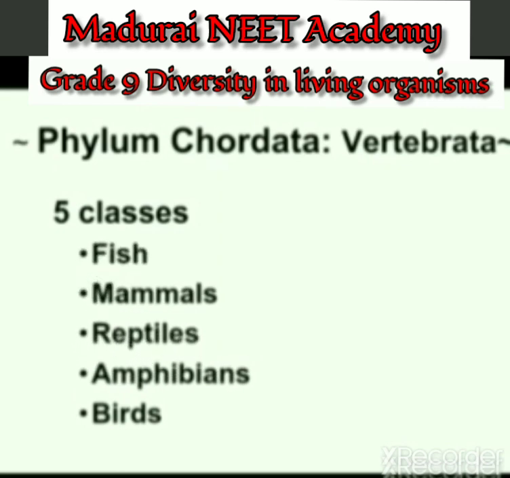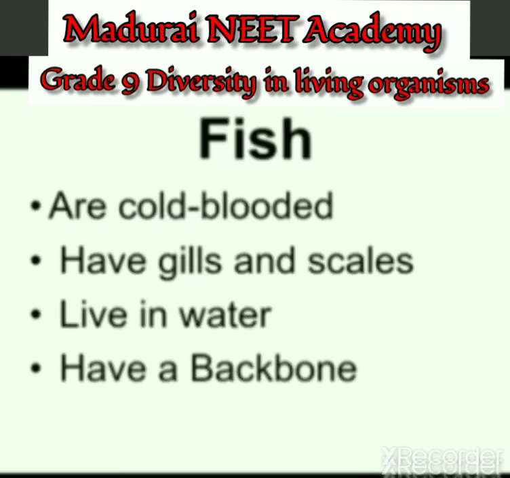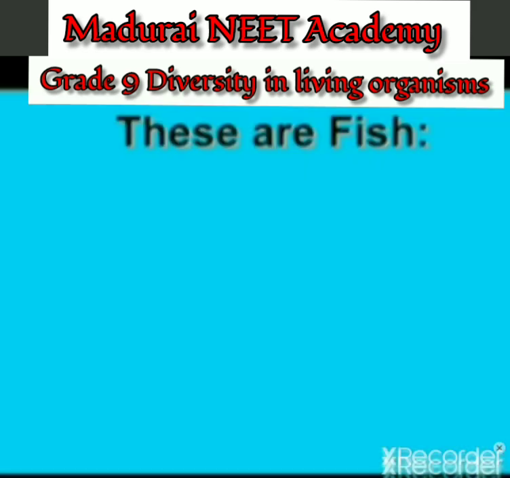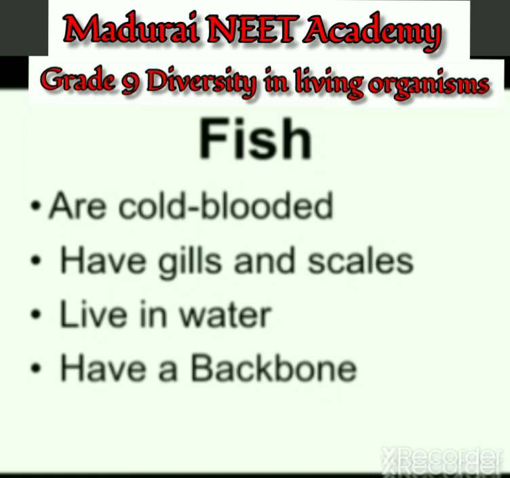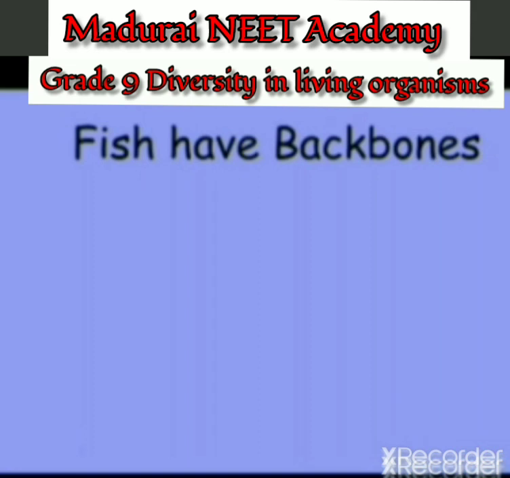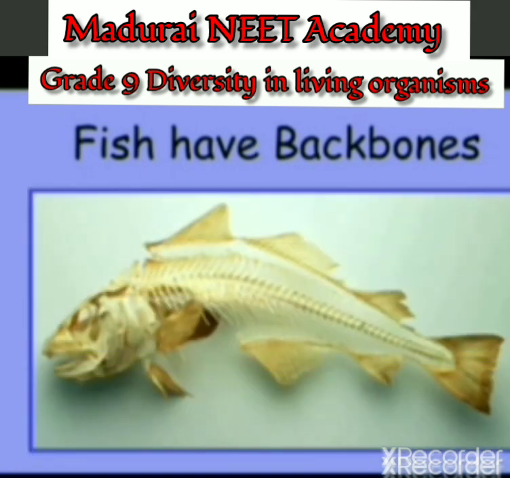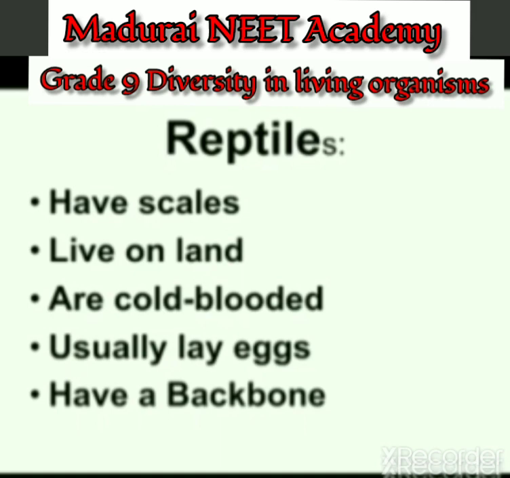The next phylum is the Chordata, which includes five classes: fish, mammals, reptiles, amphibians, and birds. The fish are cold-blooded aquatic animals. They live in water and have gills and scales, gills for breathing and scales which help in swimming, and they have a backbone. So they come under vertebrates.